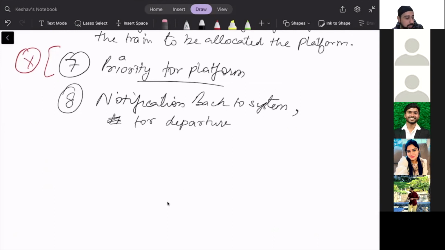Perfect? What else? Is there anything missing? What about the trains coming from both of the directions? A platform has trains and it comes from both of the directions.